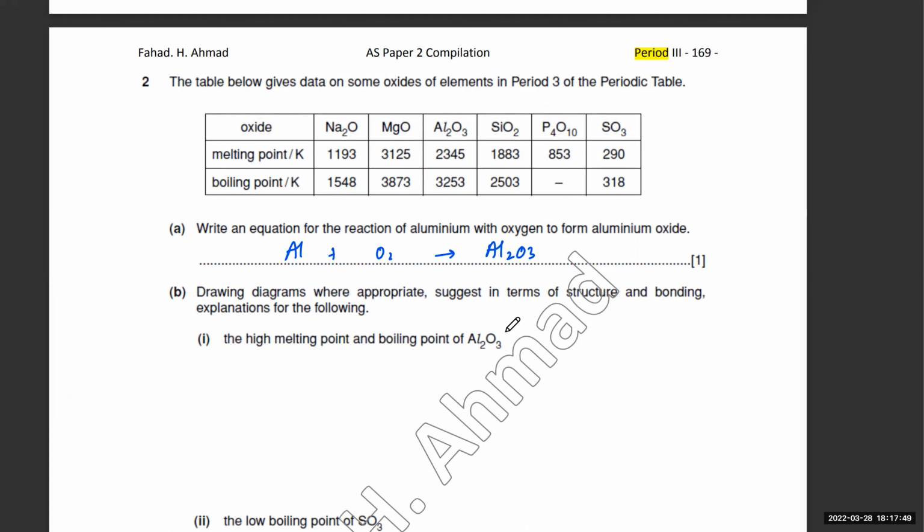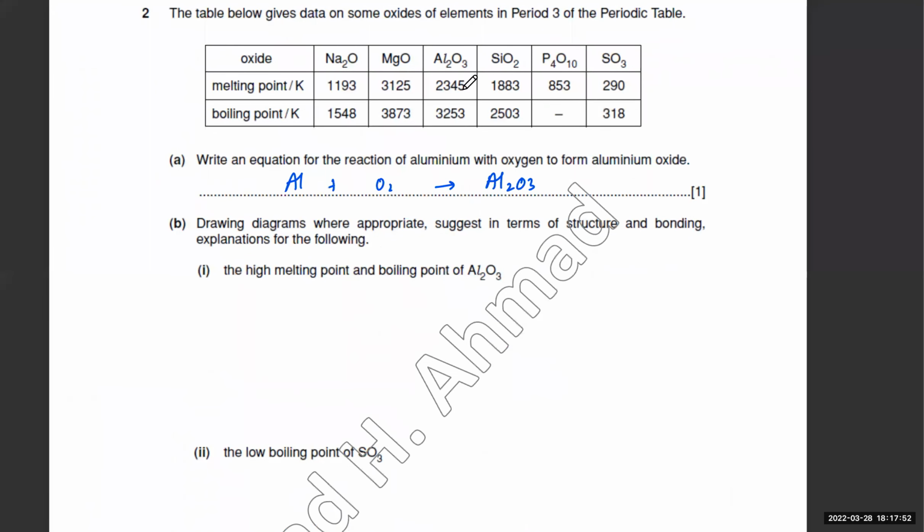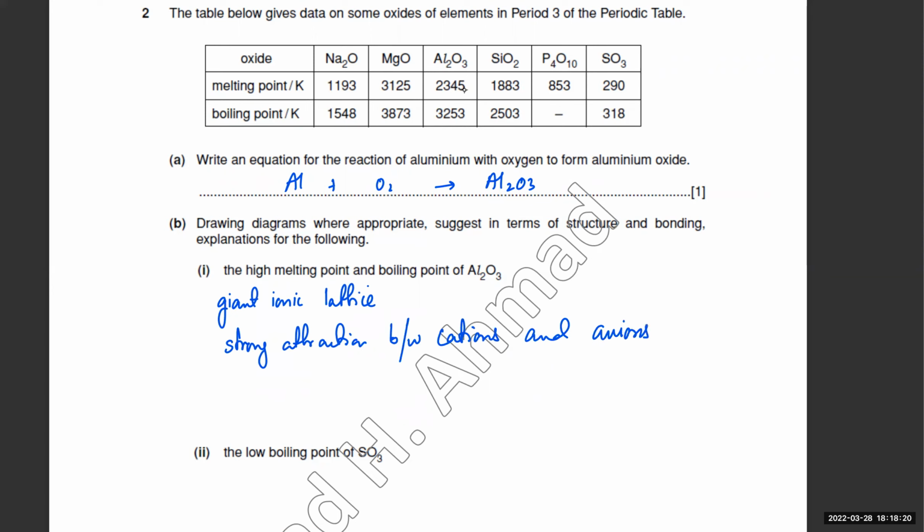Why is there a high melting and boiling point of Al2O3? Because it's an ionic compound. It forms a giant ionic lattice. It's the same explanation. One point would be for the giant ionic lattice, and there's strong attraction between oppositely charged ions, between what you can write as cations and anions. So more energy is needed.